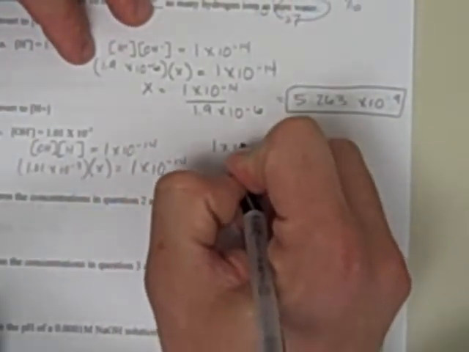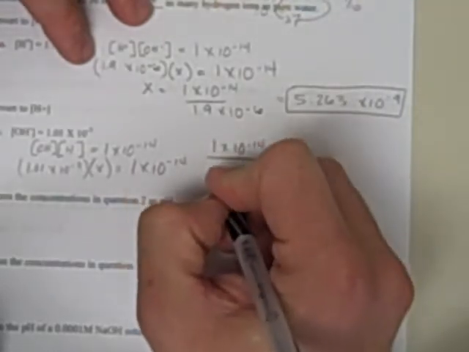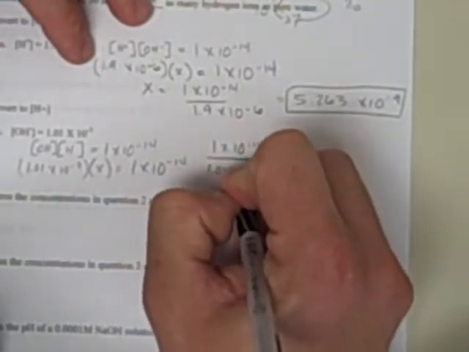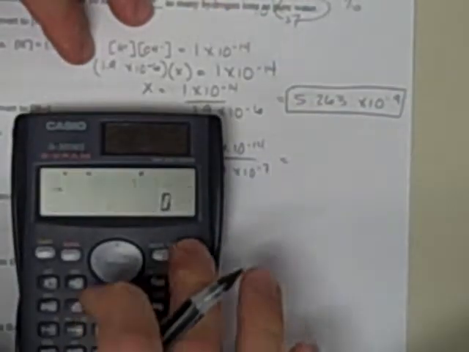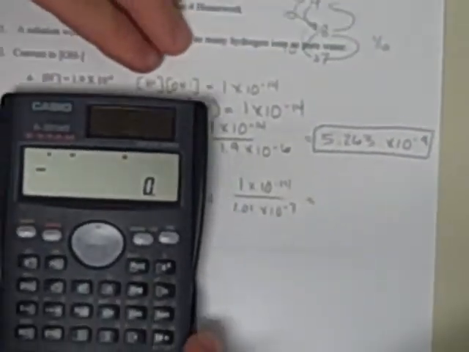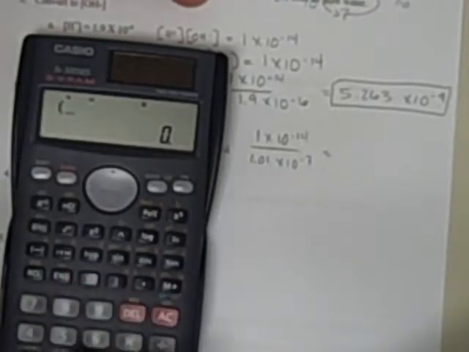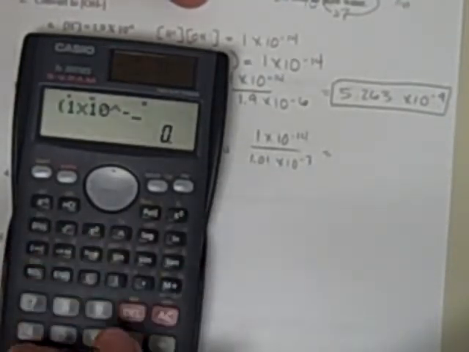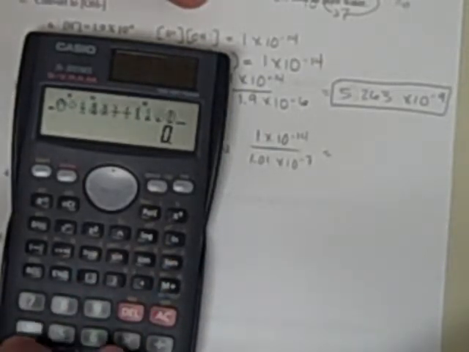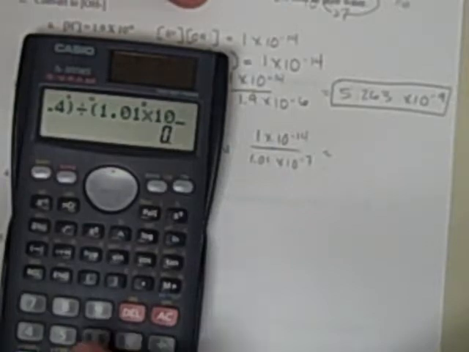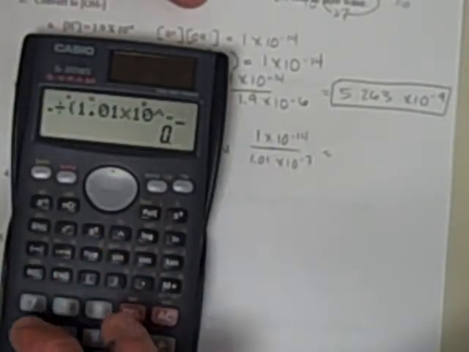So 1 times 10 to the negative 14 divided by 1.01 times 10 to the negative 7th is going to give you my answer. And this one's really simple, but I want to show you how to do it on the calculator again. So I have 1 times 10 to the negative 14 divided by 1.01 times 10 to the negative 7th.